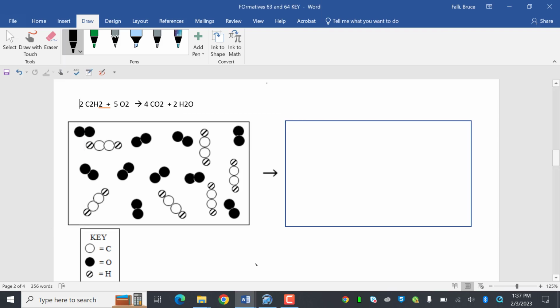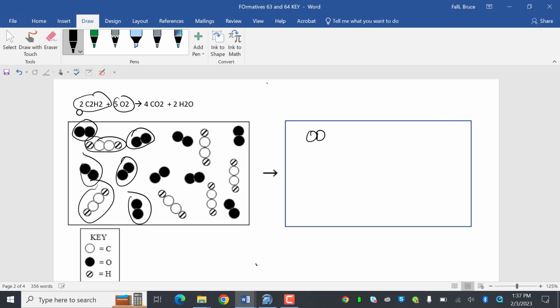So I'm going to get rid of two of these and five of those at a time. 1, 2, 1, 2, 3, 4, 5. So when I do that, I'm going to make 4 CO2s. So I got my little key here. CO2 is going to be C. So see how the coefficients help me? So I got to make 4 of those. There's 2. There's 3. There's 4.